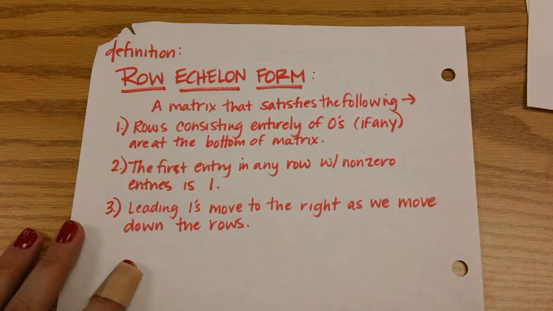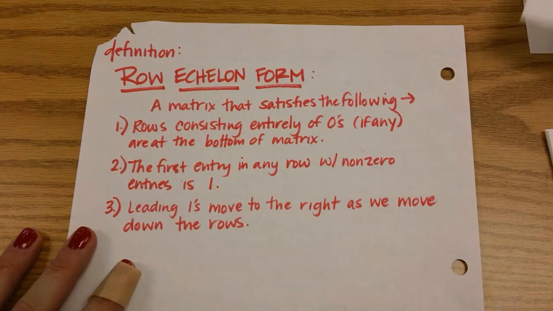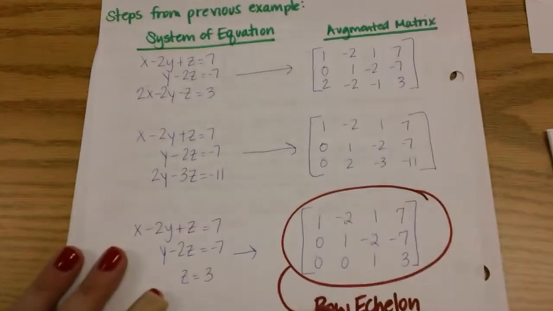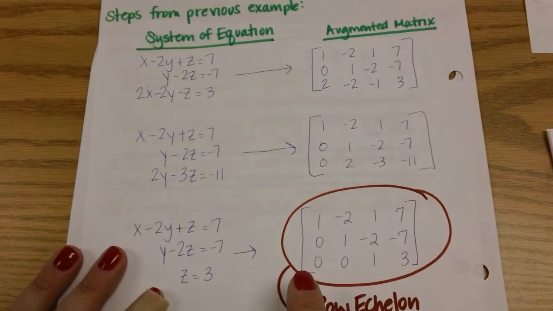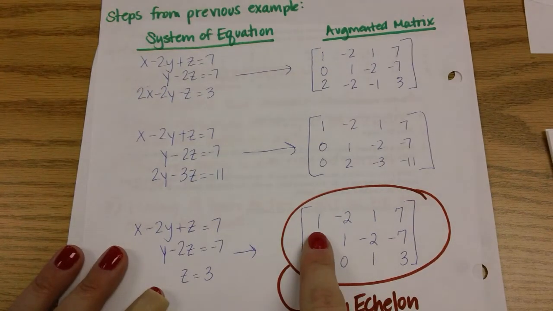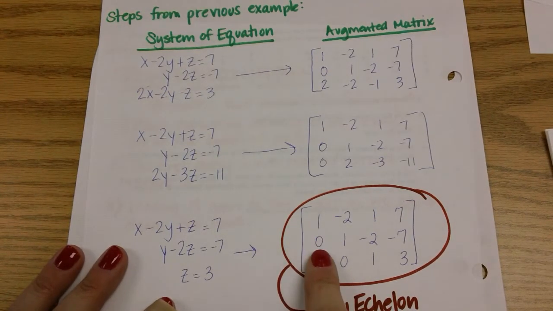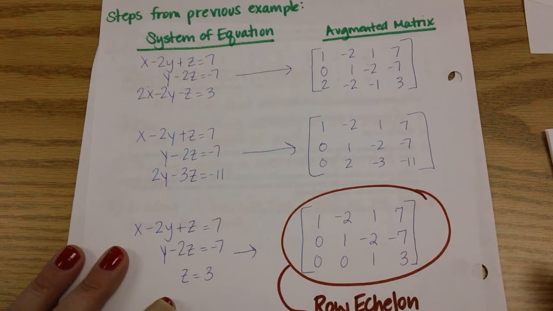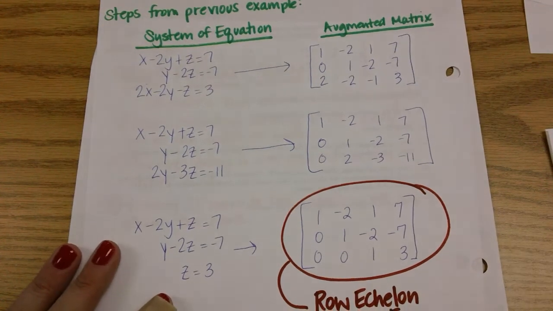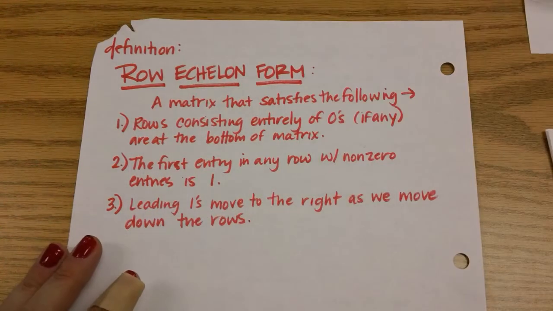Your book words it a little bit differently, which is a little confusing. So you're just looking for this: we start with a 1 here. The next row, we move the 1 to the right just one space, so it's 0, 1. The next row, we have 0, 0, 1. That's what you're looking for. If there were 4 variables, you'd have a fourth row, it'd be 0, 0, 0, 1, and so on.